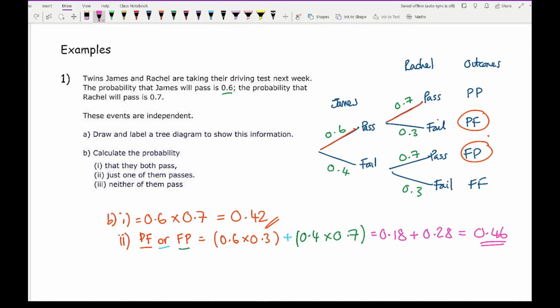which gives me an answer of 0.46. And then part 3 says, what's the probability that neither of them pass? Well, that's going to be a fail and a fail. And so that's going to be 0.4 times 0.3, which is 0.12.